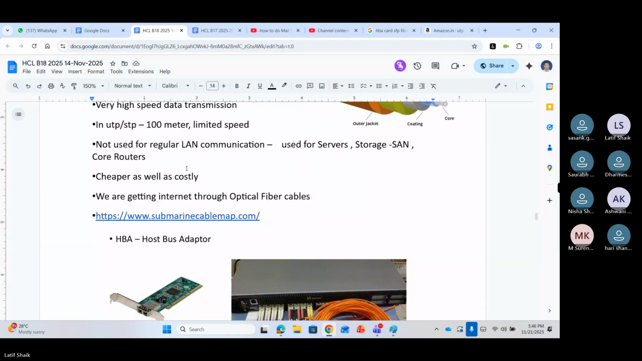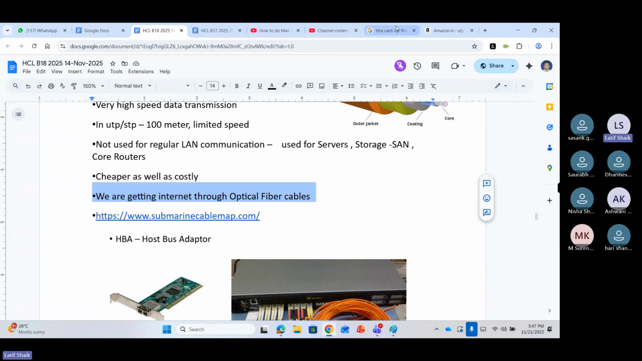Okay. Of course, fiber optic cables are mainly used for servers inside your data centers, for core networking places where you are using heavy data transmission, like storage, server storage devices. We use fiber optical cables only. Okay. Next. We are getting internet through fiber optical cables.